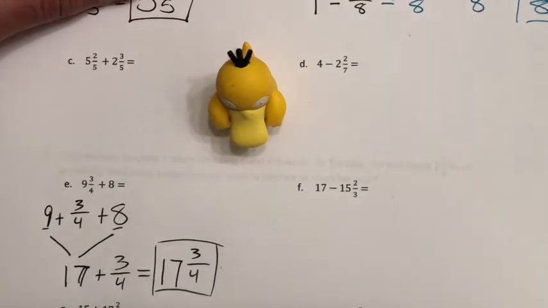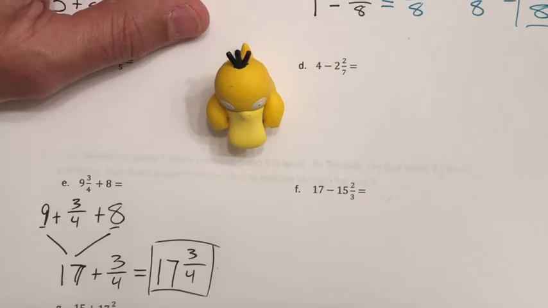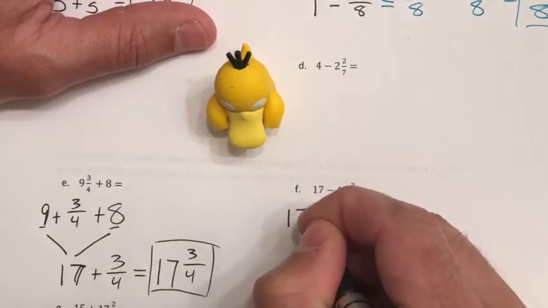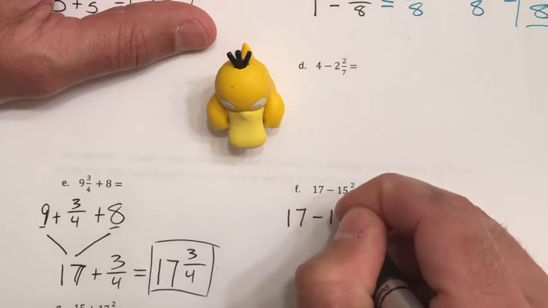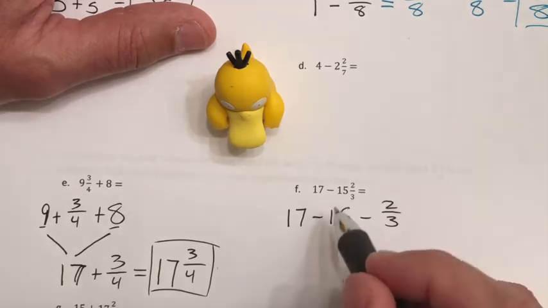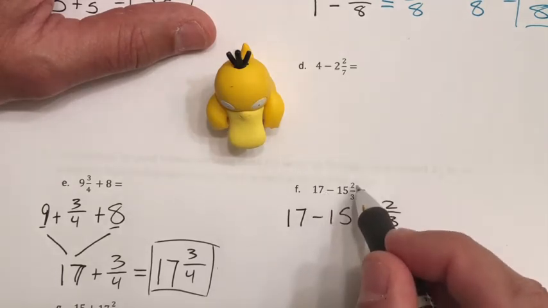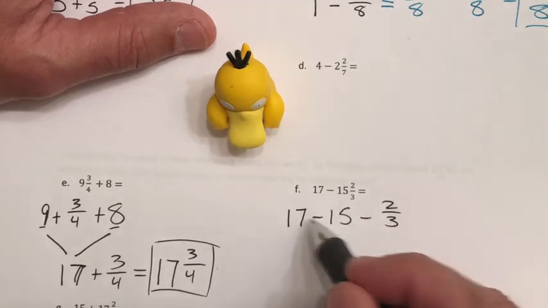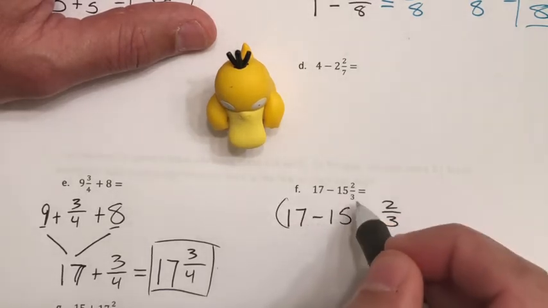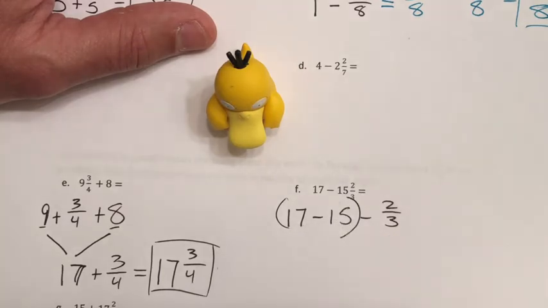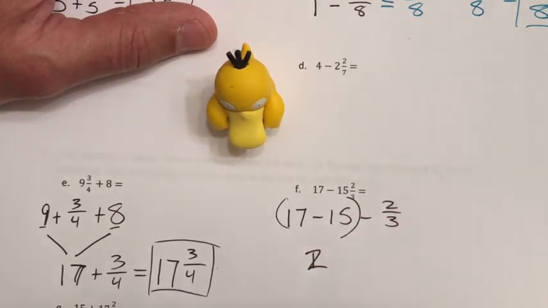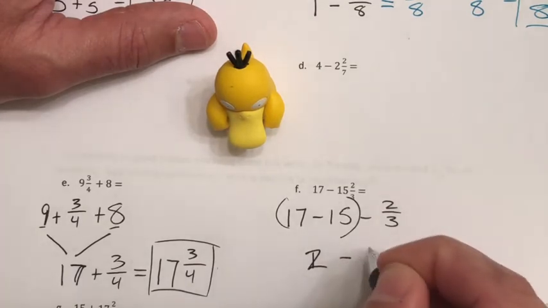Letter F will be the most challenging one in this video. If we rewrite it like this, 17 minus 15 minus 2/3. When you say 17 minus 15 and 2/3, it's basically saying 17 minus 15 and also minus 2/3. I'm going to do what I know, the whole numbers first. 17 minus 15 is 2. I was about to write a 1, oh my goodness. And then minus 2/3.